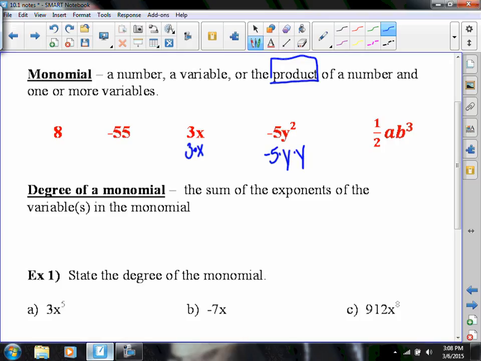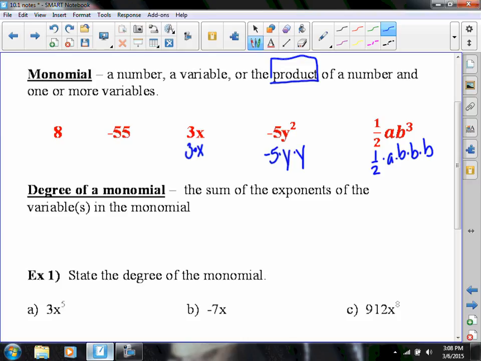Okay, but that's still a monomial because it's not being added or subtracted to anything. And then we have the 1/2 a times b cubed, or b times b times b. So you can have as many variables as you want. You could have the whole alphabet multiplied together, and that would still be a monomial. It doesn't matter the length, it just matters that it's one term. It's a number, or a variable, or a product of numbers and variables.